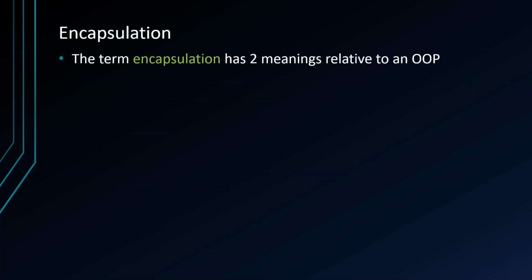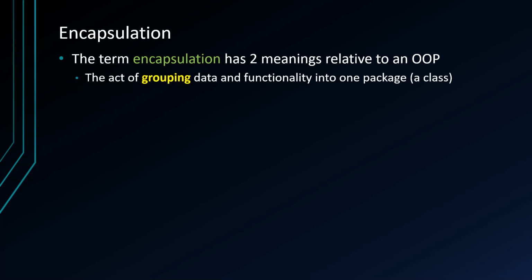The term encapsulation really has two meanings relative to object-oriented programming, and it's stuff that we already talked about. The first one is the idea of grouping data and functionality into one package. We've called this package a class. So we wrap it in that nice little bow that is that template, that blueprint. Great, that's the biggest detail. So the idea of grouping data and functionality.